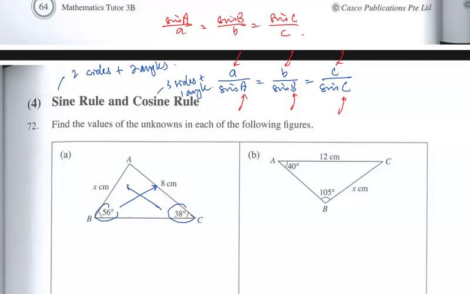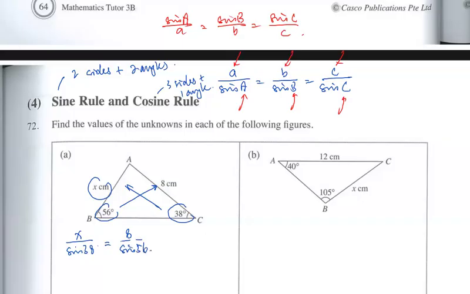So when you write your fraction, the pairs you write in one fraction. For example, x over sine 38. Okay, once again, you see, I want to find the side, right? So I put my side on top. If I want to find an angle, I put my sine on top. So x over sine 38 is 8 over sine 56.